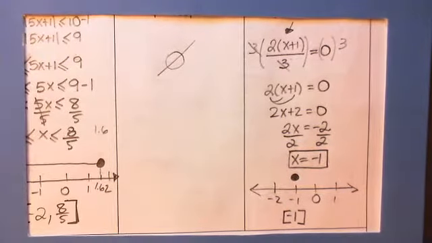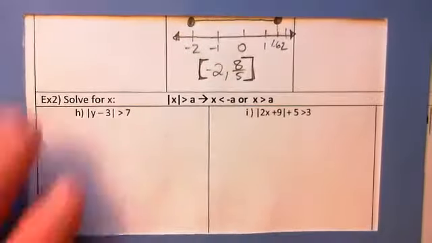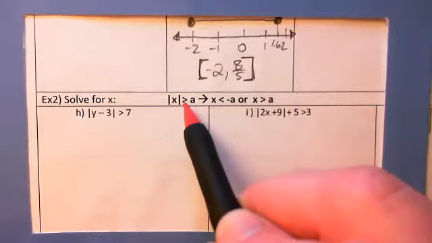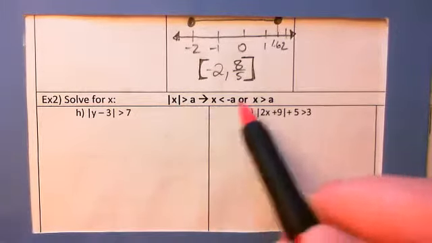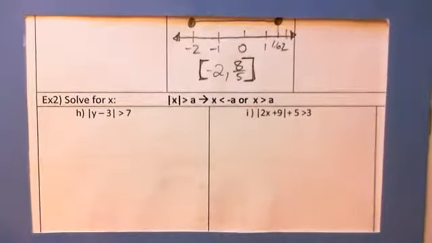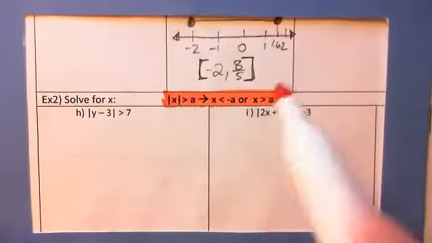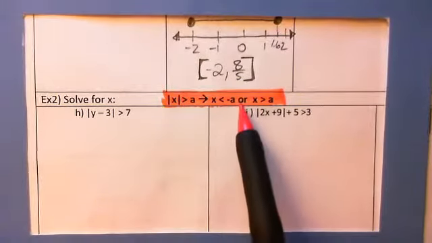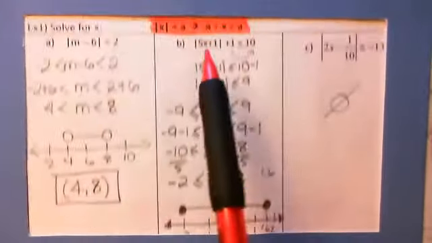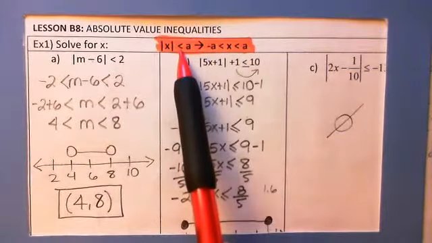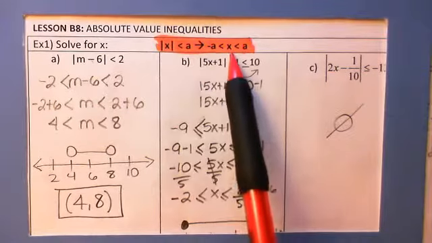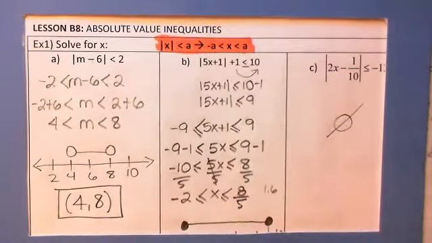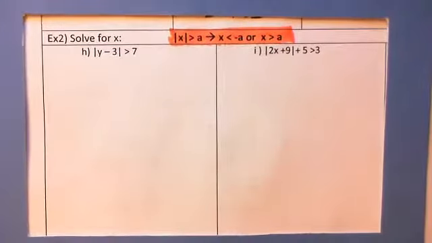Alright, now what we're going to do is go to the second part of our lesson, which is the OR statement, or what happens when I have a greater than or equal to. You're going to change into this statement right here. Okay? So basically it's very important. If you have an absolute value inequality with a greater than sign, you're going to change into an OR statement. If you have an absolute value with a less than sign, you're going to change to an AND statement, like this. Okay, so let's look at the next 3 problems that deal with OR statements.